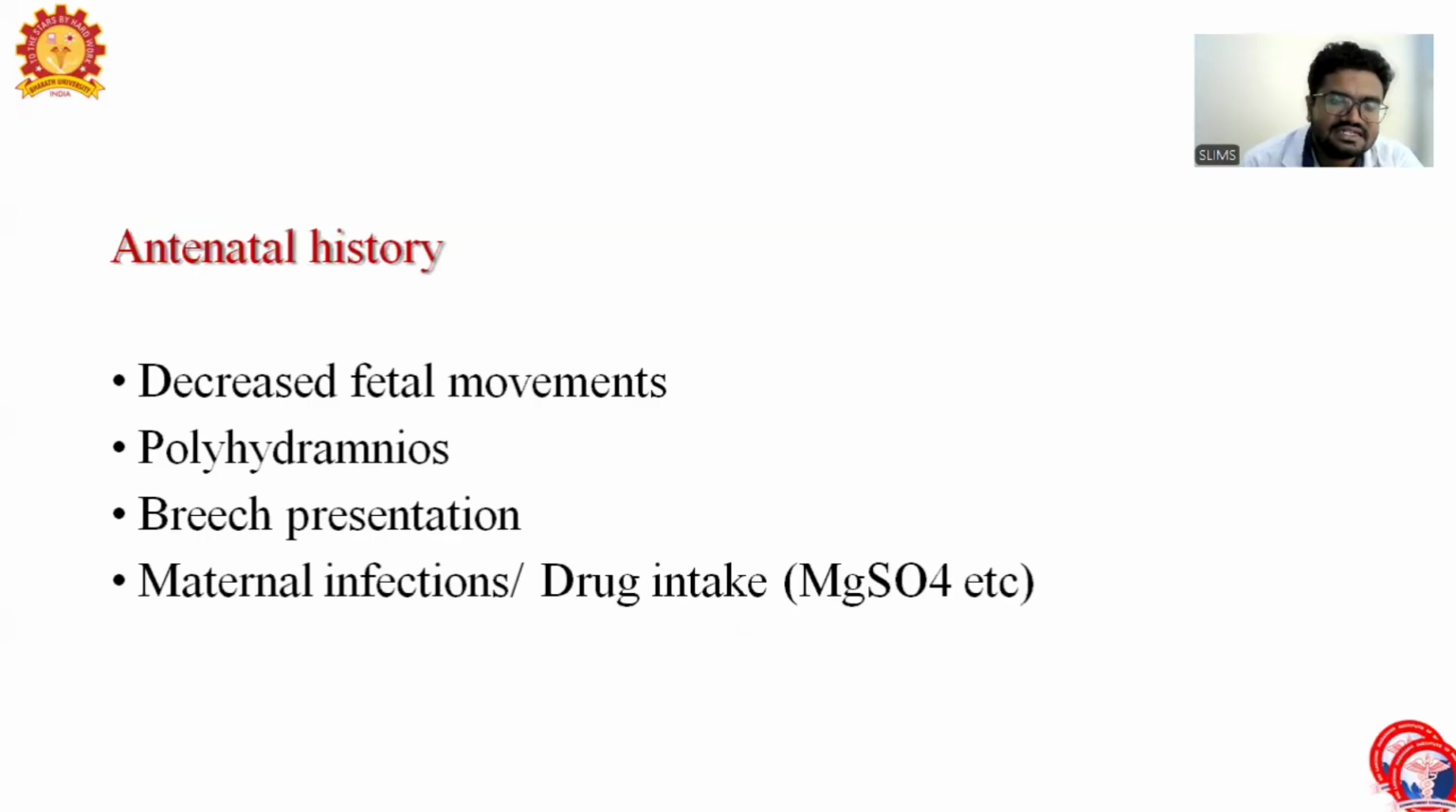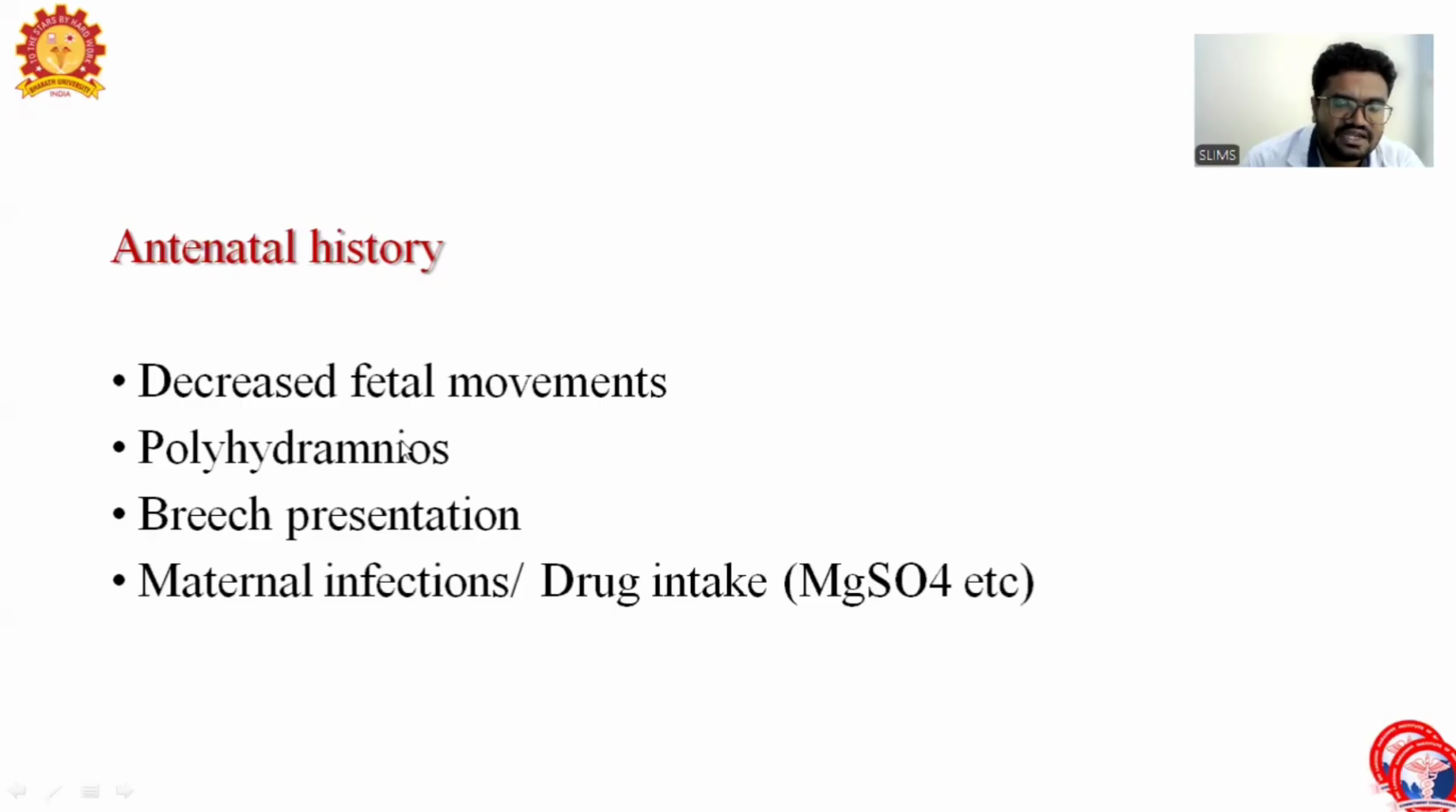So what are the other histories which add to the features of a floppy infant? Important histories in the antenatal history, like a history of decreased fetal movement, have to be asked whenever you have a floppy infant. For example, in cases of congenital myopathies or congenital muscular dystrophies or congenital myotonic dystrophy, the mother classically gives us the history that there is a decreased perception of fetal movement.